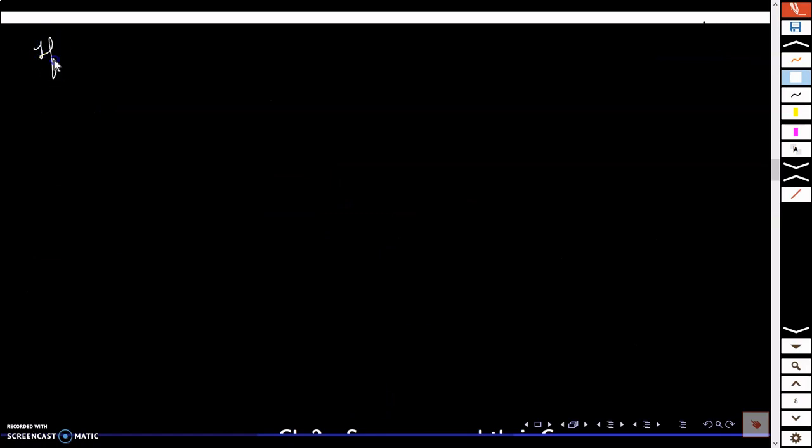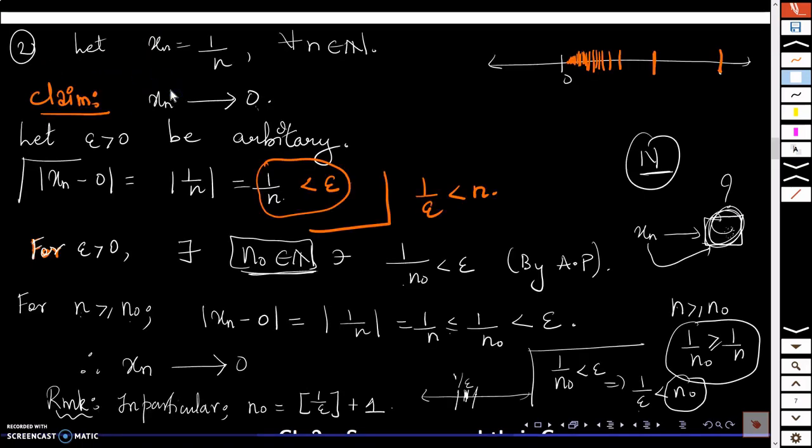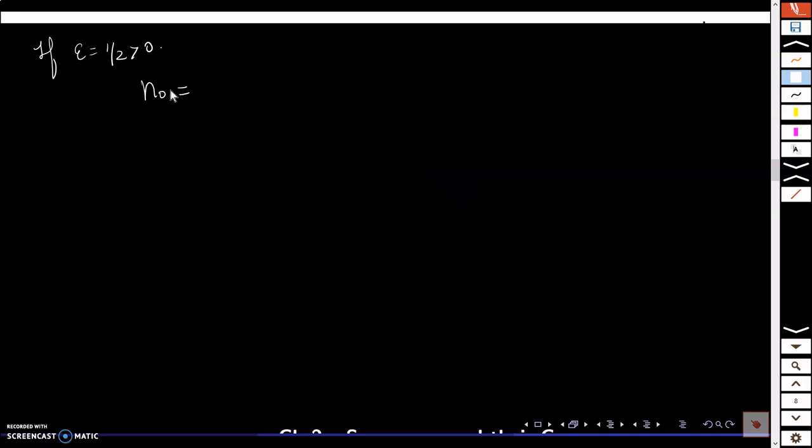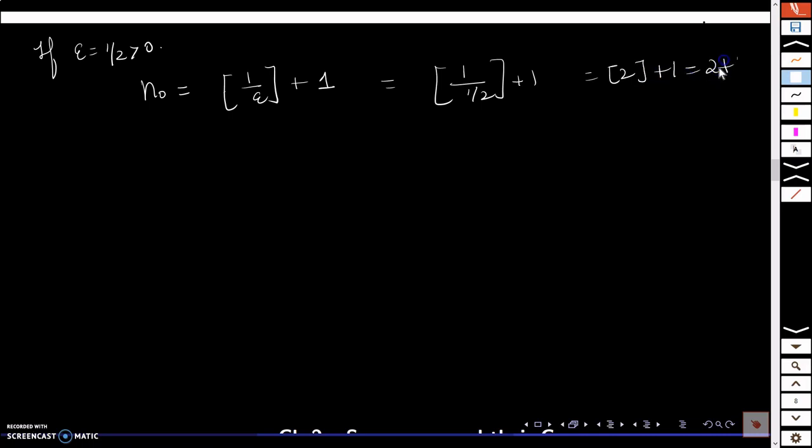If you give me epsilon is equal to half, this is also positive, then what is the corresponding natural number that I will be getting such that the definition works? I will have to look at 1 upon epsilon in its integral part, and I have to add 1 to it. So what is this? 1 upon half, its integral part plus 1. So if you simplify this, that's the integral part of 2 plus 1, and that's 2 plus 1, which is 3.